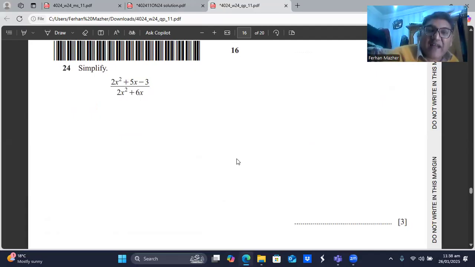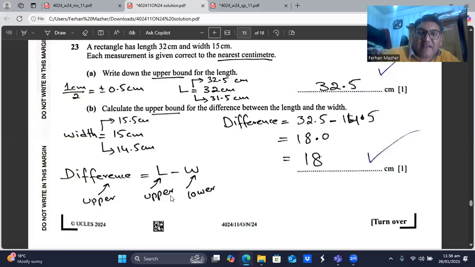It says simplify. We have 2x squared plus 5x minus 3, and in the denominator, you have 2x squared plus 6x. So we will factorize the numerator. We will also factorize the denominator. And then we will see if something can be cancelled.